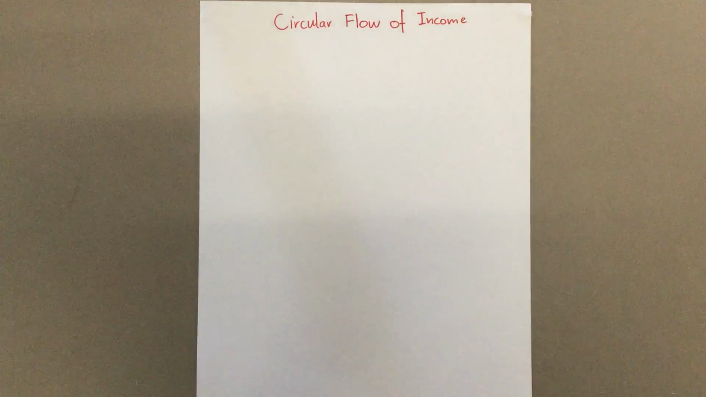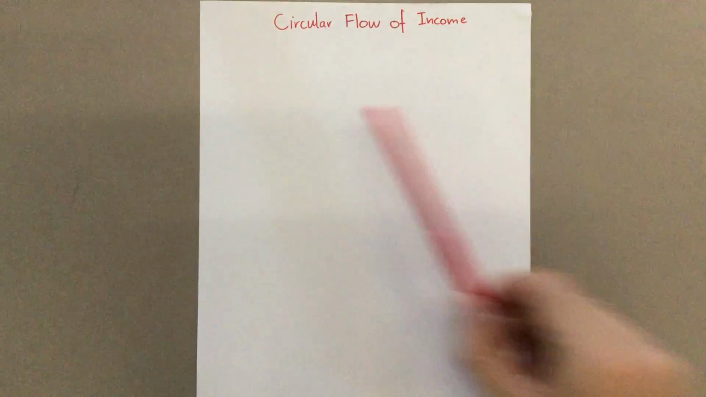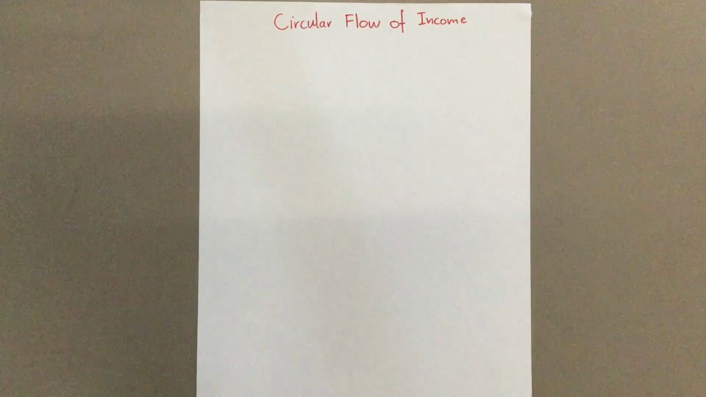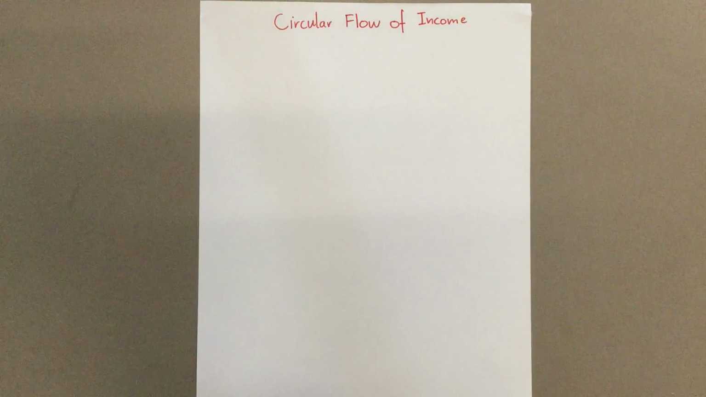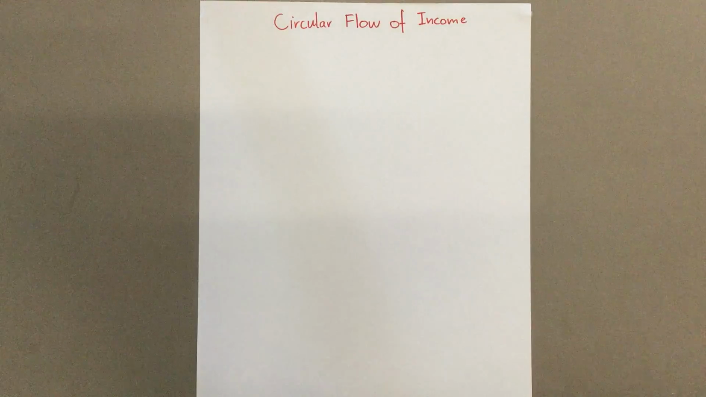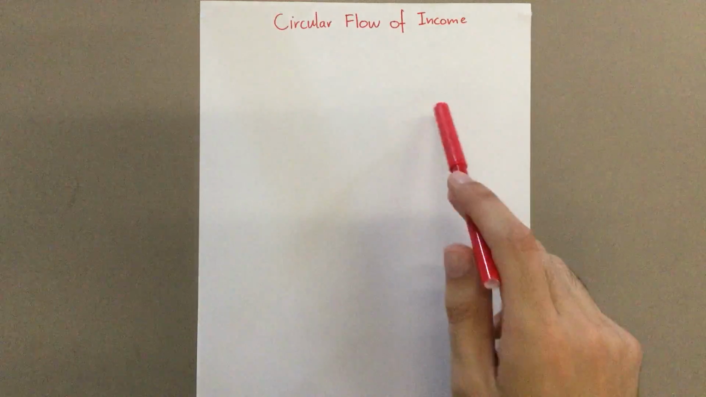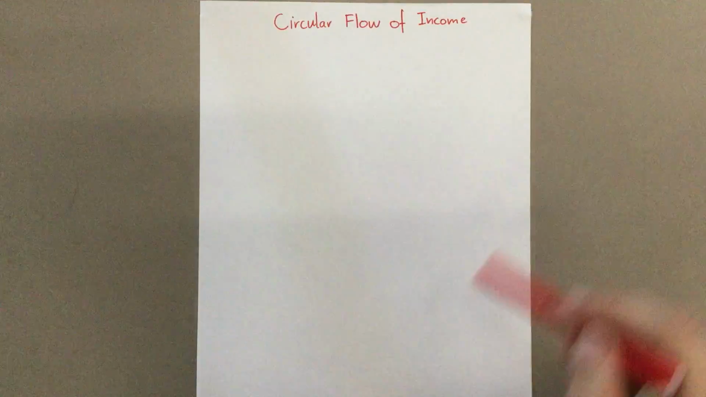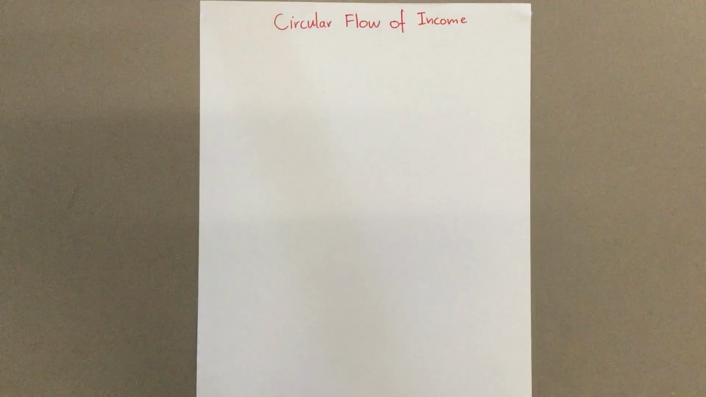So here we're going to have a little recap of the circular flow of income. Now, the circular flow of income is a very useful model that we as economists use in order to get a more simplified picture about how the economy works and to give us a bit more of an insight into how the different sectors in the economy are interdependent and how the money flows within an economy.